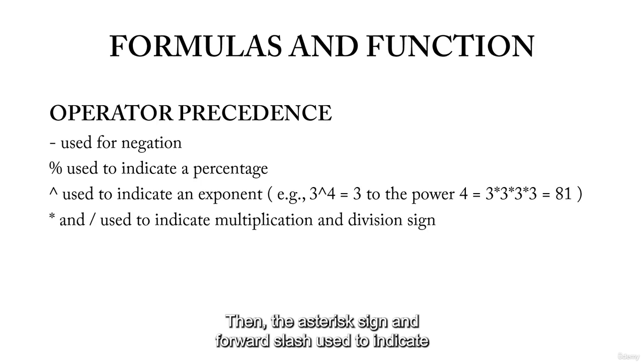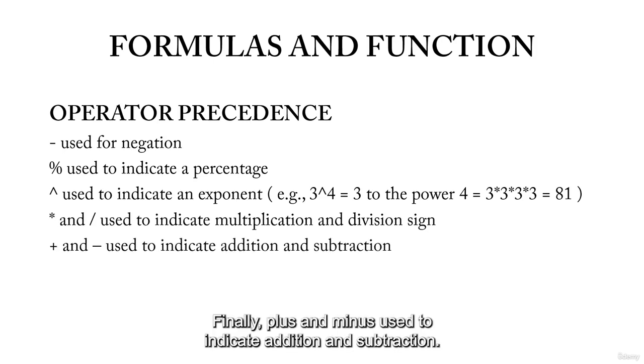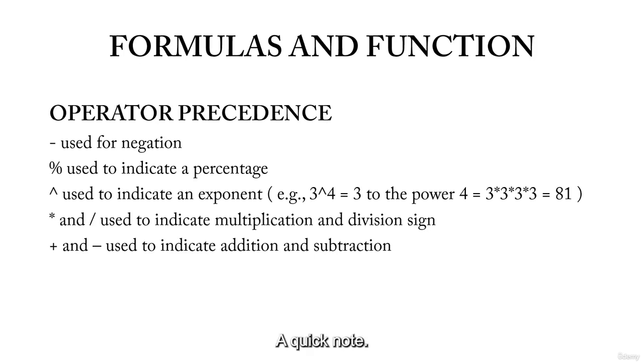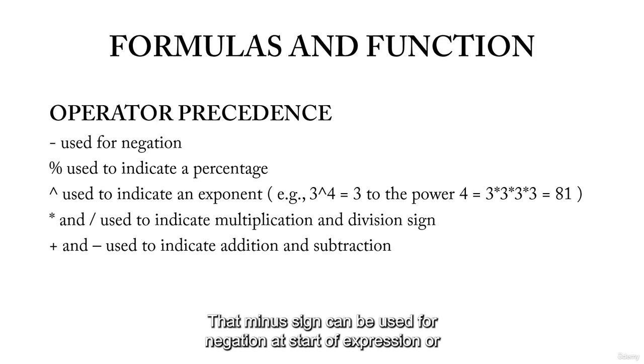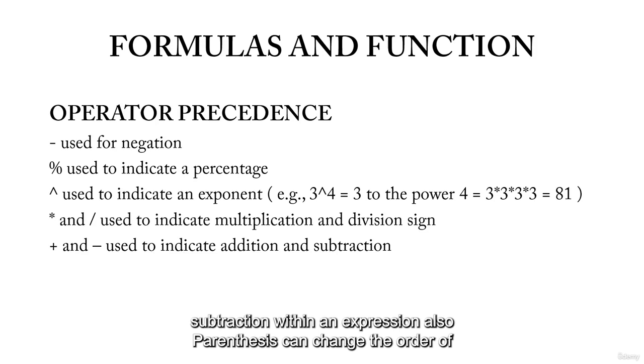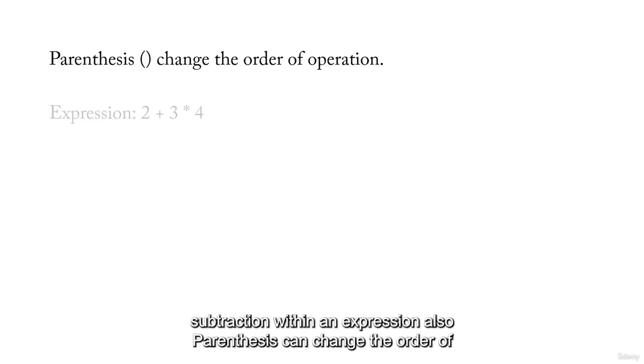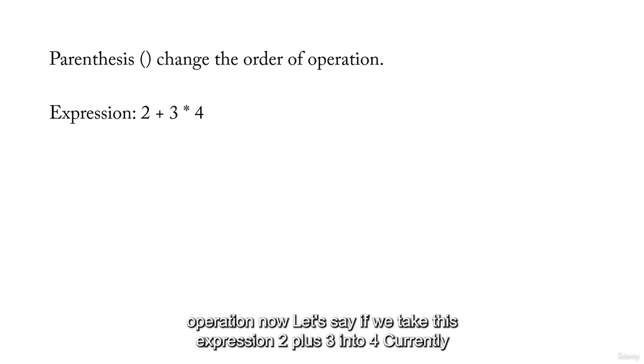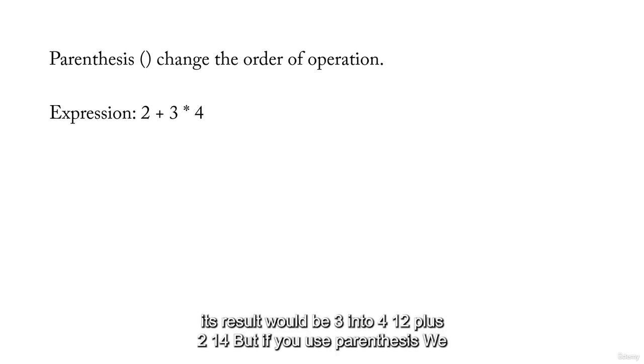Then the asterisk sign and forward slash used to indicate multiplication and division. Finally, plus and minus used to indicate addition and subtraction. A quick note that the minus sign can be used for negation at the start of an expression or subtraction within an expression. Also, parentheses can change the order of operations. Now let's say we take this expression 2+3*4, currently its result would be 3 times 4 is 12, plus 2 is 14.